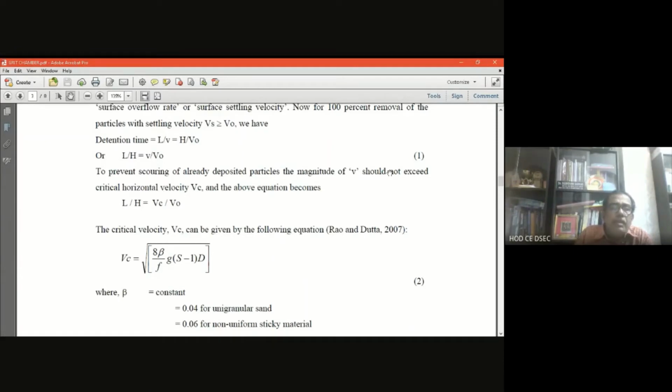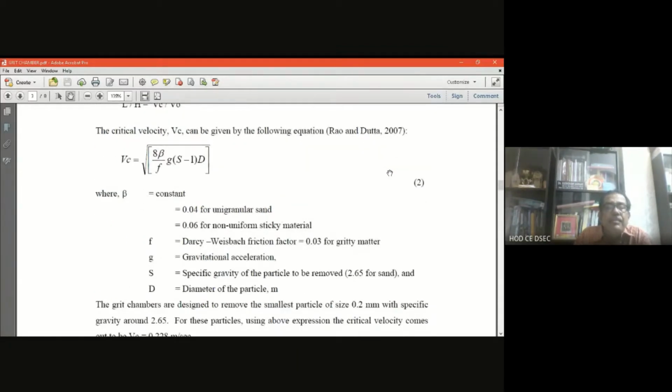So we see the critical velocity can be given by the formula, the Camp equation: Vc equals square root of 8 beta by f times (Gs minus 1) times g times d. F is the friction factor, and what is beta? If the material is uniform-sized, it is 0.04. If it is non-uniform size, then 0.06. F is the Darcy-Weisbach factor, which is 0.03. Gs we know, the specific gravity of the particle, sand, generally 2.65. The diameter of the particle we know.